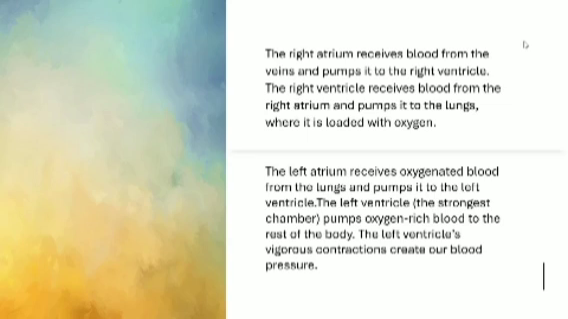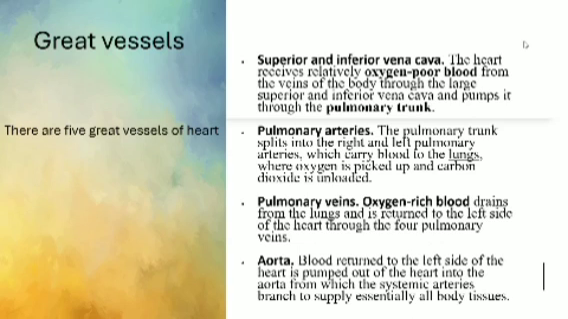The left ventricle pumps oxygen-rich blood to the rest of the body parts. From the left ventricle, all other body parts will be getting the blood. The left ventricle's vigorous contractions create our blood pressure. Okay, clear? Understand? Next, coming to the great vessels in our human heart.